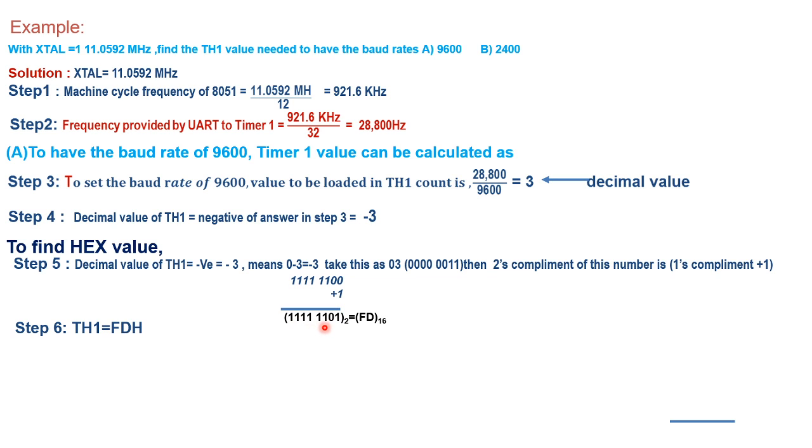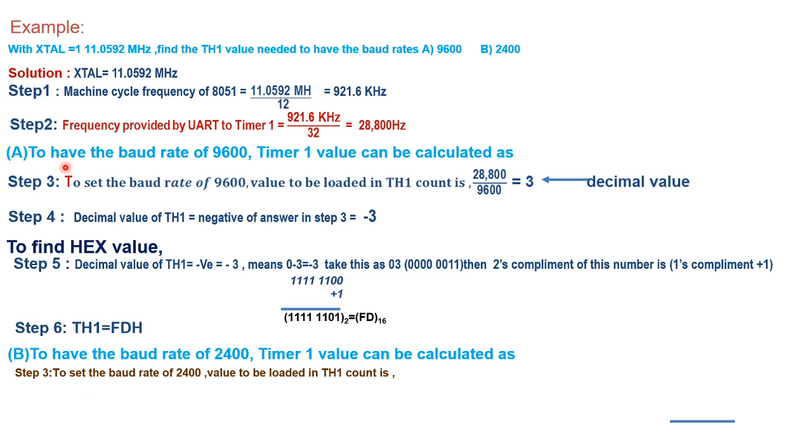So 1111 1101, that is the FDH value in hexadecimal. This value is loaded in TH1 for the baud rate 9600. So this is the first answer, A. The second, B, is common up to step 2, and step 3 will be different.